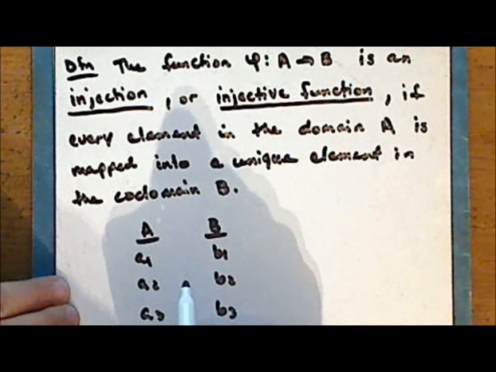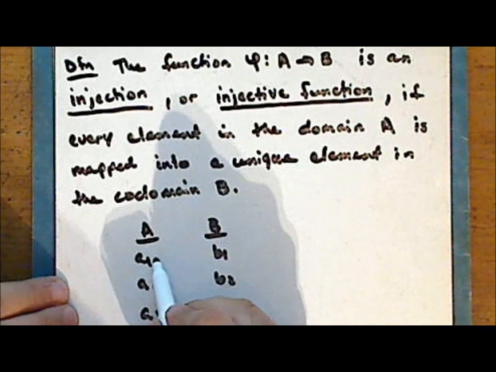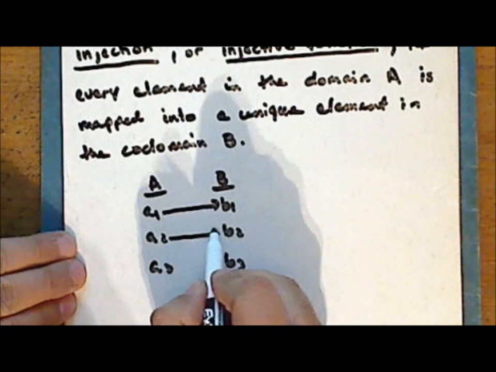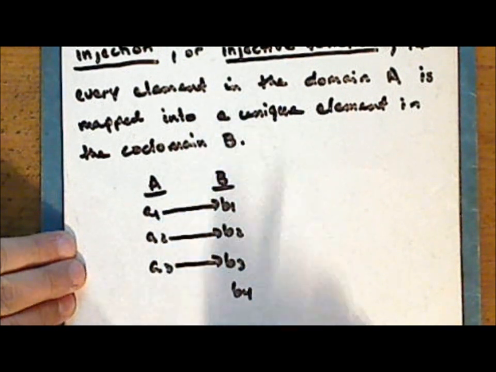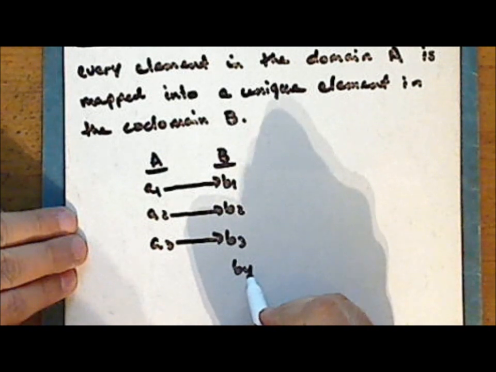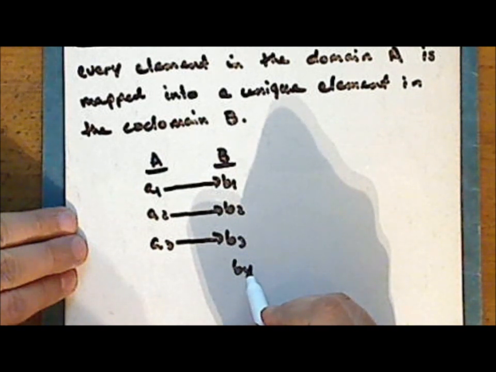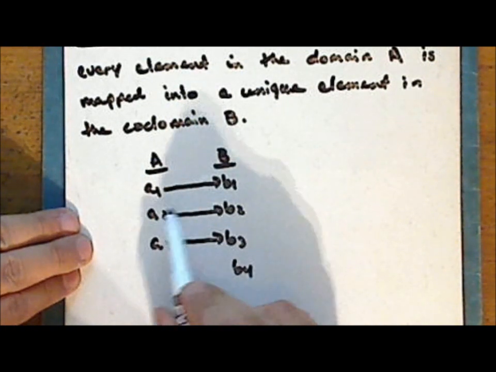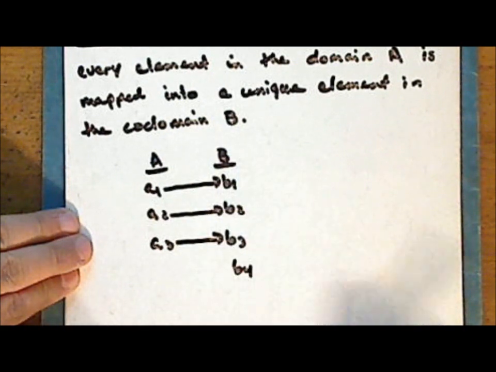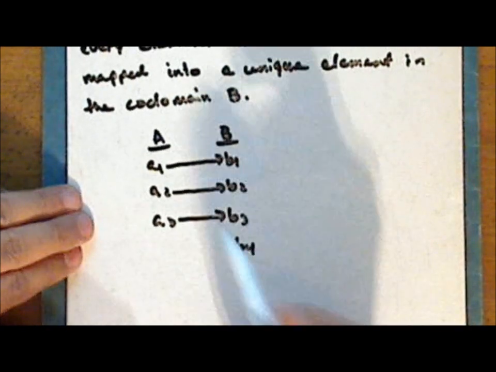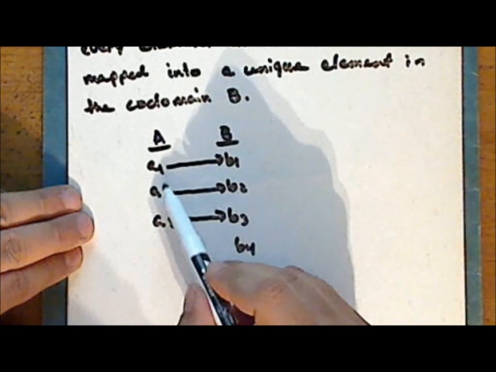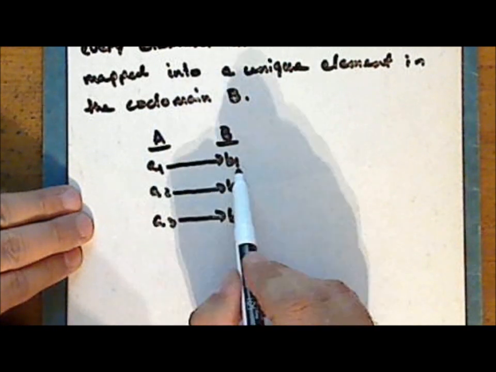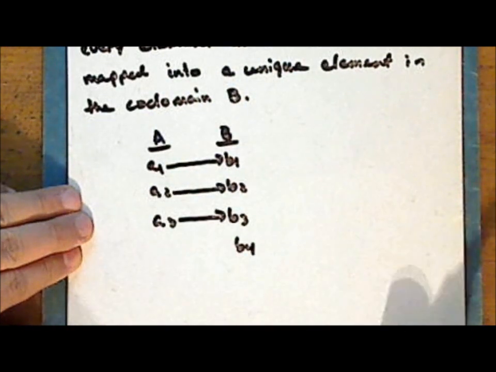For a function from A into B to be an injection, each element in the domain A must be mapped to a unique element in the codomain B. Now once again, it is fine if there are elements in the codomain B that are not mapped onto, but we must have that each element in the domain is mapped to a unique element in the codomain. In other words, we can no longer have the situation where two separate elements are mapped to a common element. Each element must be mapped to its own unique element in the codomain.